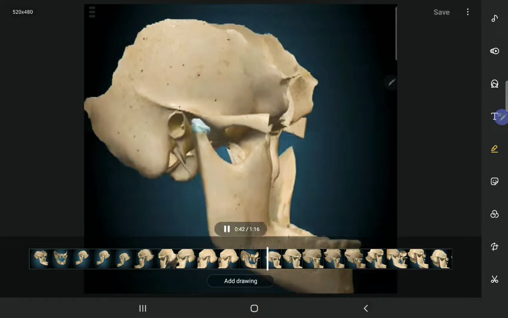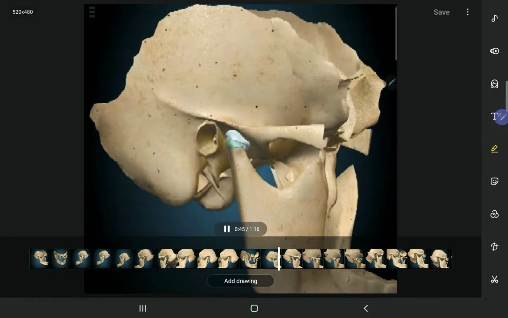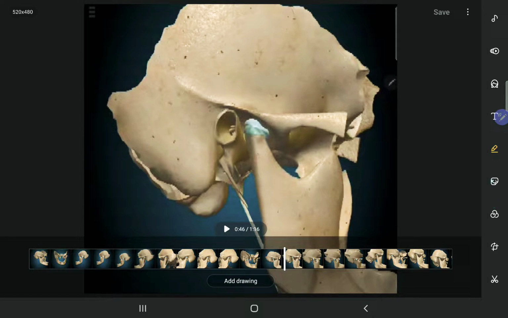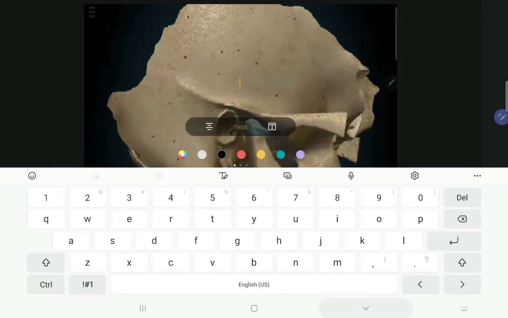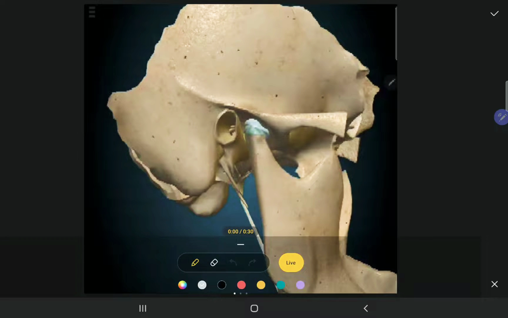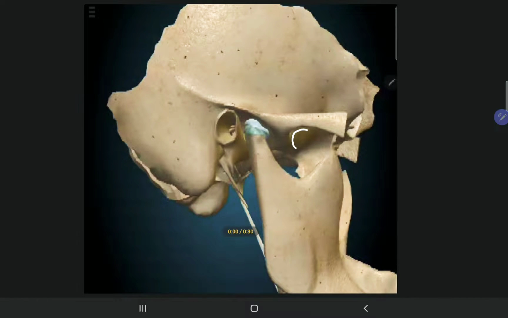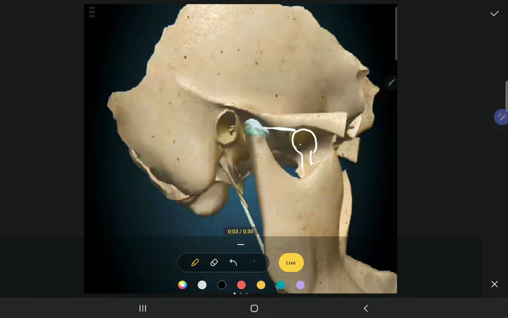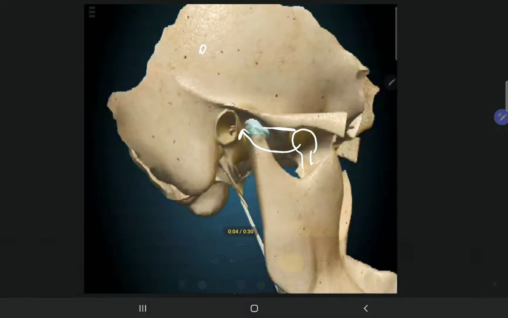Or let me just show you again what we can also do: we can remove this articular eminence. Now what happens in case of a disc displacement? The condyle comes here, right. What you can do is remove this articular eminence so that the condyle goes back to its original position again. That procedure, removing the articular eminence, is what we call eminectomy.